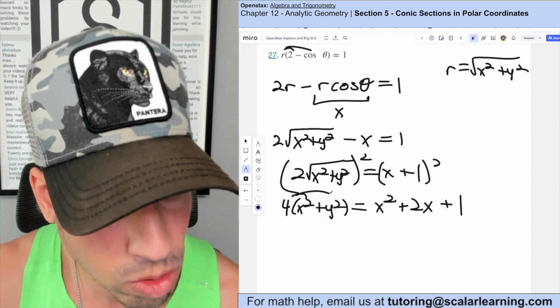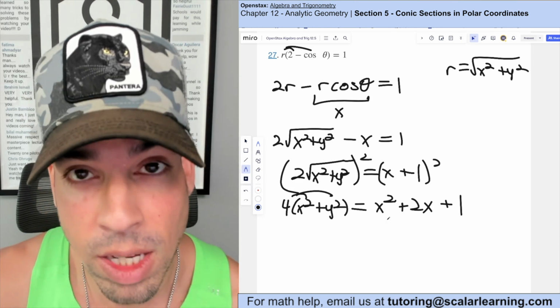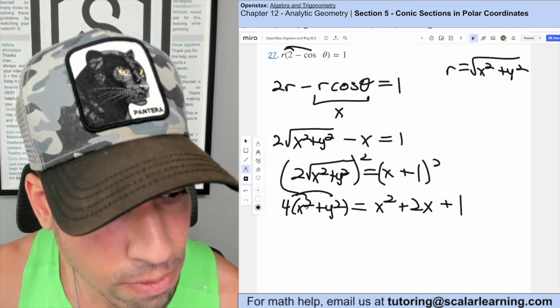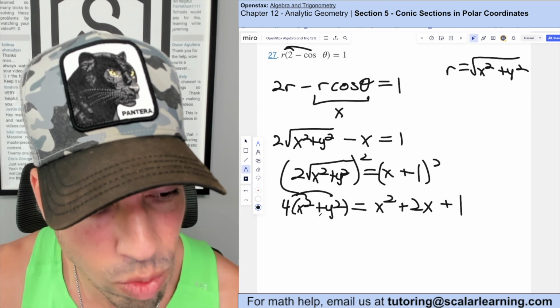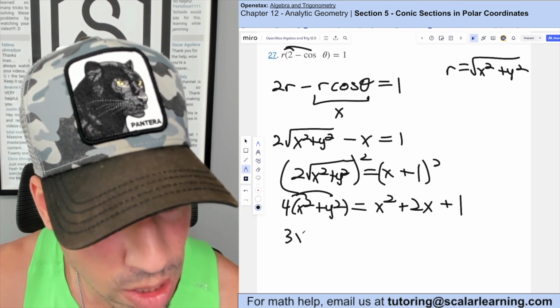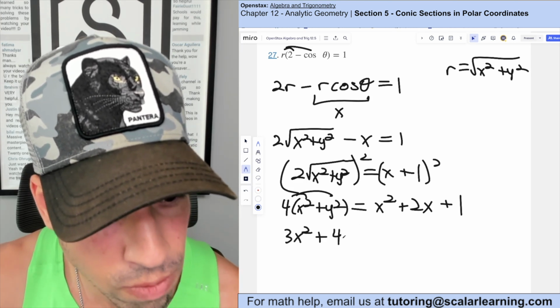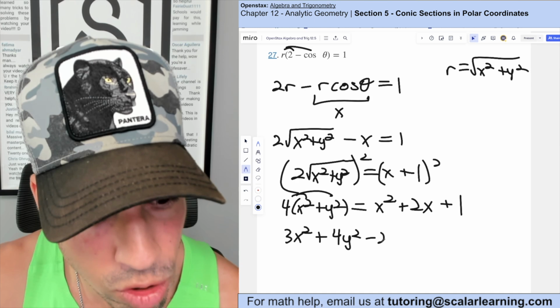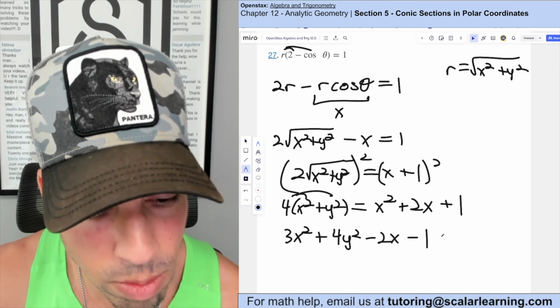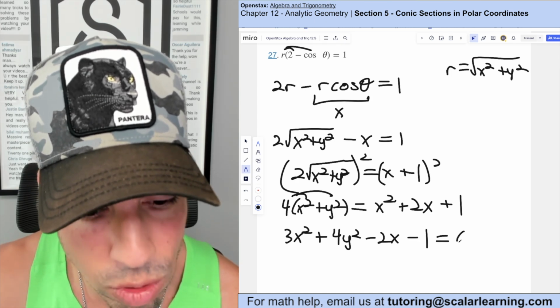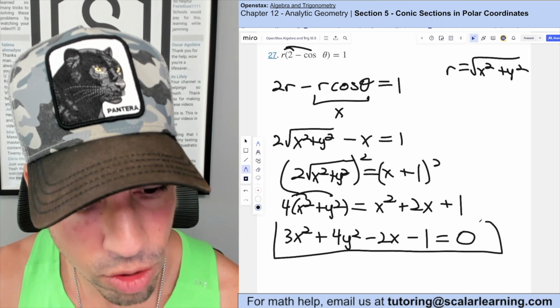Now we're going to distribute, and simultaneously simplify. So then I'll have 4x squared. If I bring the x squared over here by subtracting it, I'm going to have 3x squared. Then I'll have plus 4y squared. I'm going to subtract 2x from both sides, subtract 1 from both sides, and that's going to then be equal to 0. And that is how you do it.